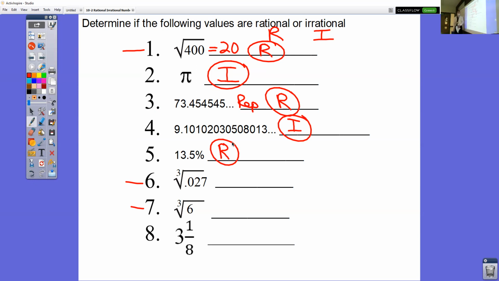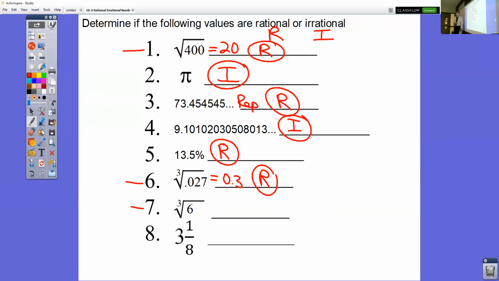The cube root of 0.027. When you go to type that into the calculator, 3, second button, caret button, 0.027, hit equals, you get an answer of 0.3. 0.3 is a terminating decimal. It stops. Therefore, it is rational.